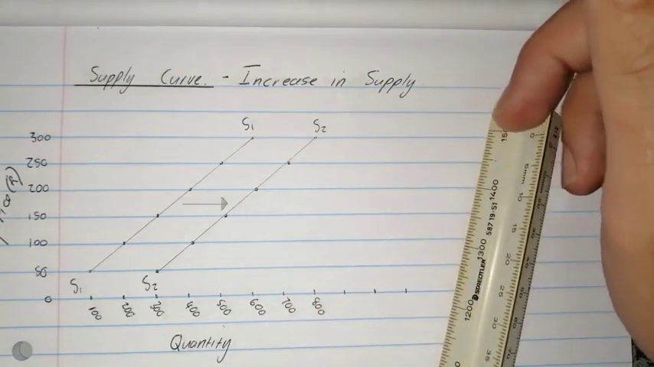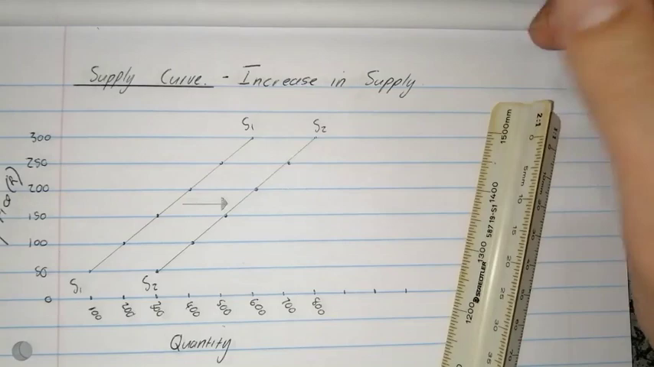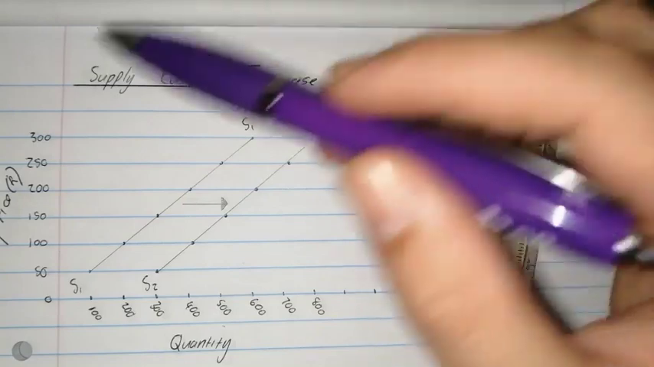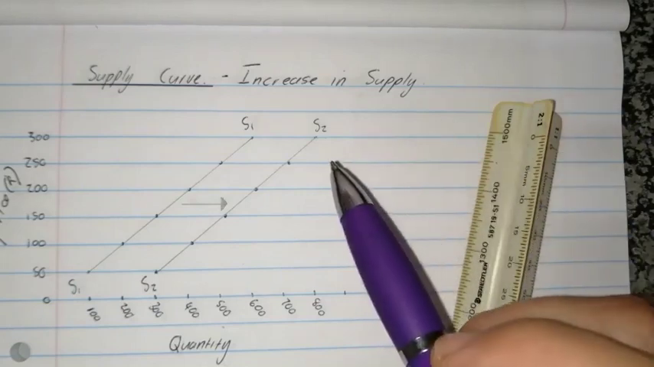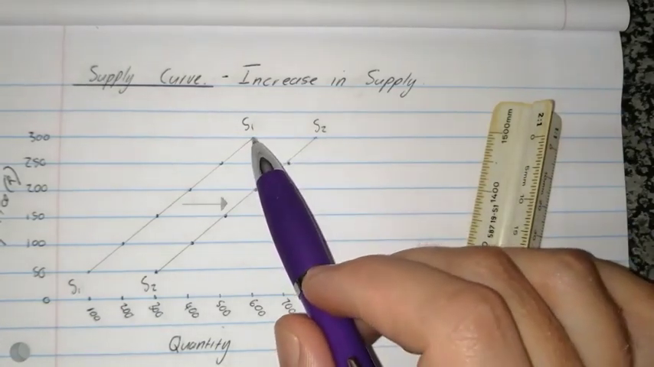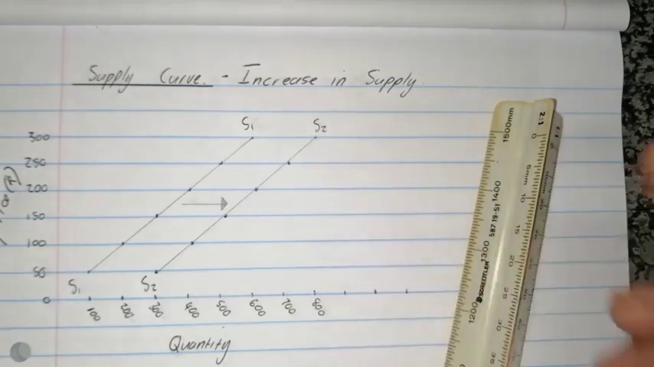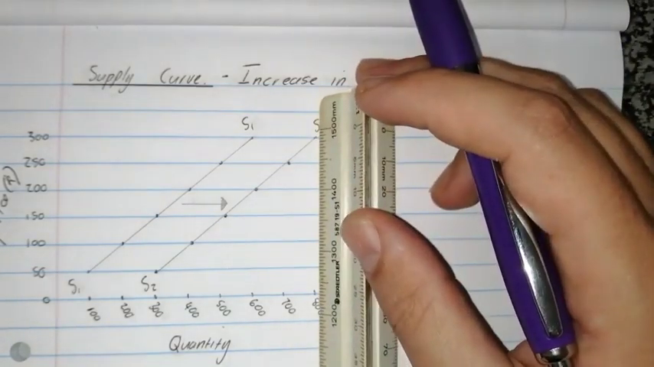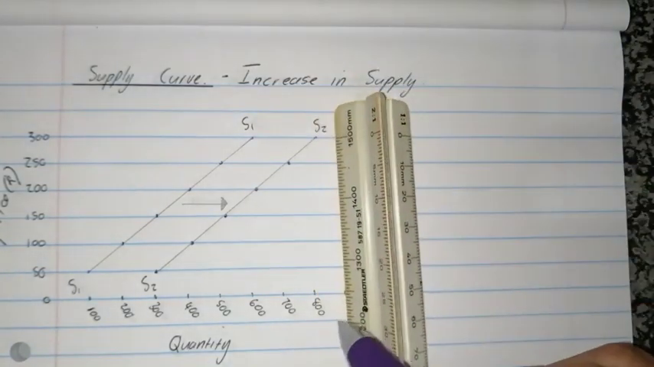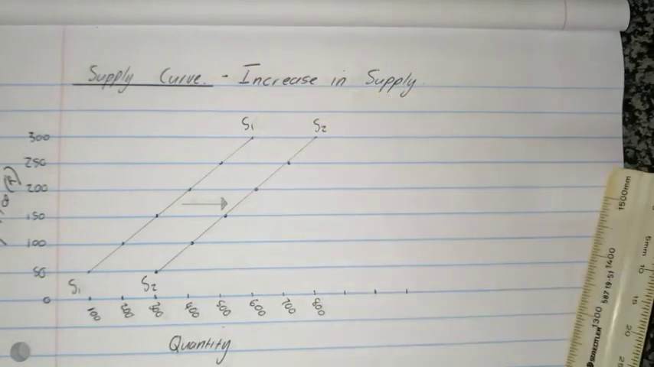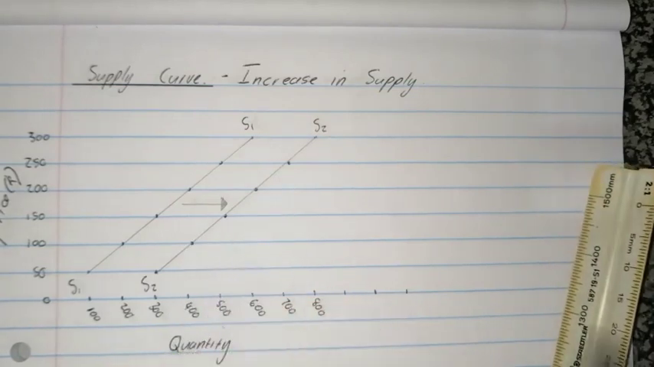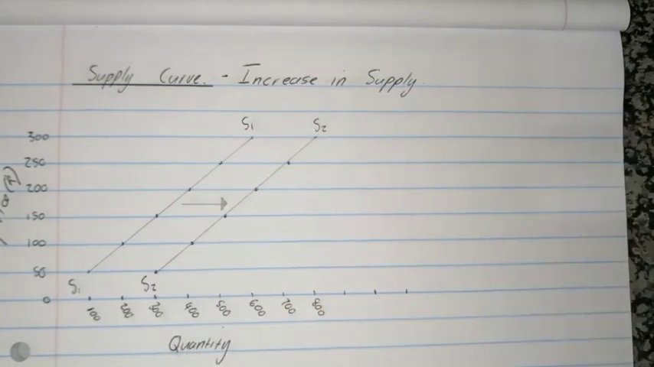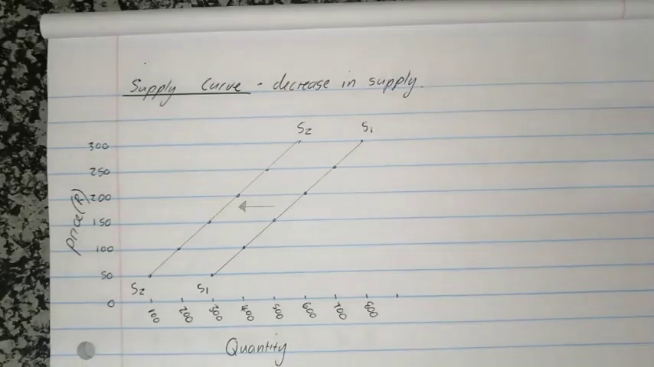Now let's say we have better technology. Now we can produce more units at the same price, 300 Rand still. The units produced will increase from S1 to S2. So you will see now the amount of units will be 800 units. Guys, an increase in supply will be reflected by a shift to the right in the supply curve.